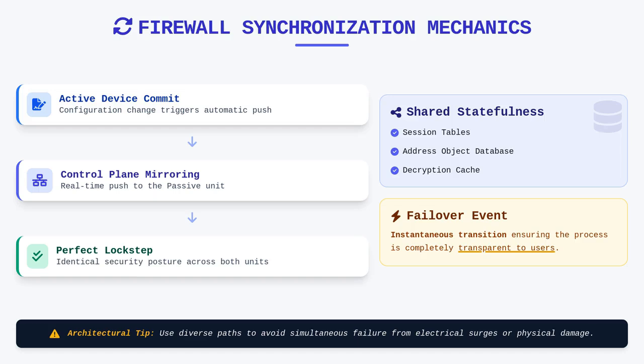As you design these environments, always consider the physical distribution of your links and the potential for electrical or physical surges to affect both devices simultaneously, favoring diverse paths whenever possible.